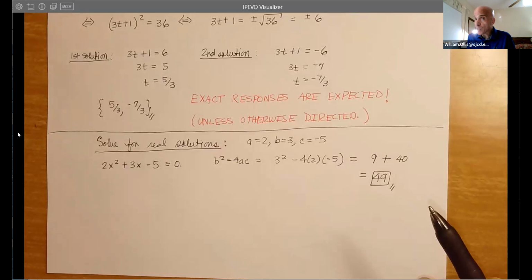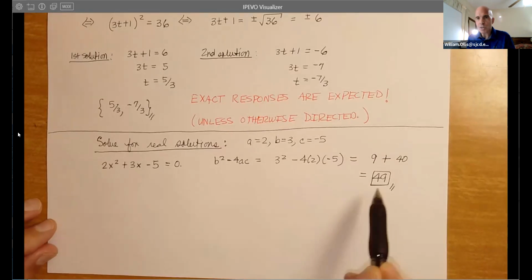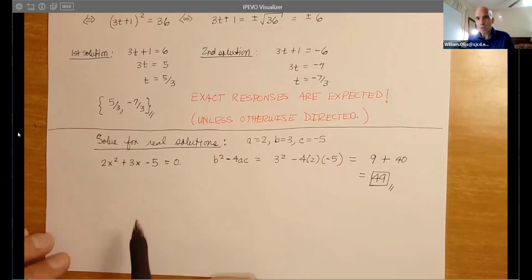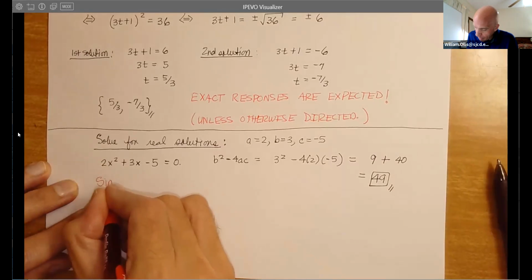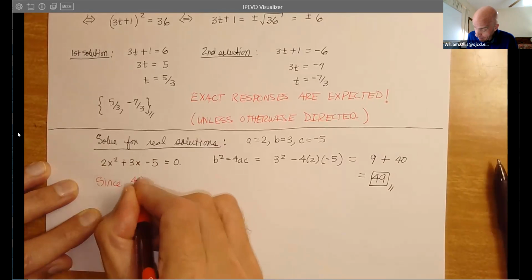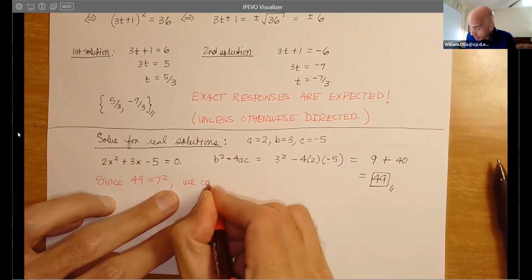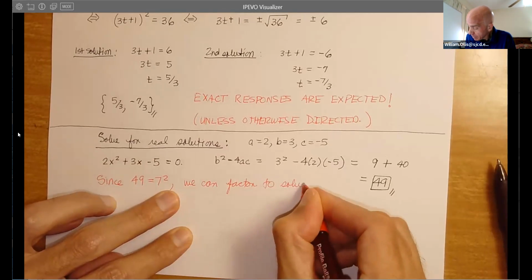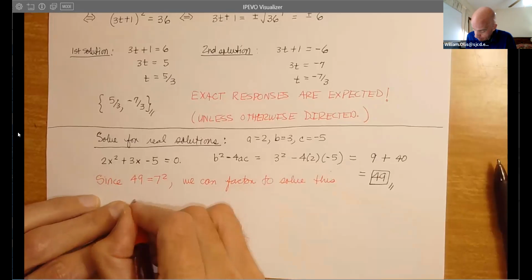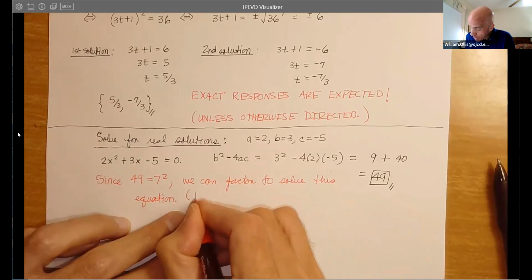I can still use the quadratic formula, and we're going to use it, but what we're seeing is that we could have factored this using Professor Ron's lemma because that's a perfect square, okay? So that's one thing I want you to be aware of. So note, since 49 equals 7 squared, we can factor to solve this equation. That is Professor Ron's lemma.